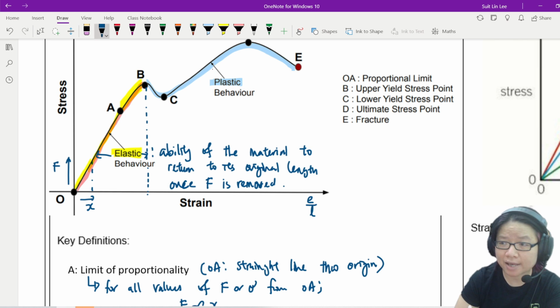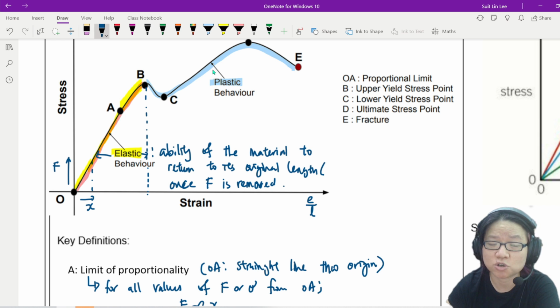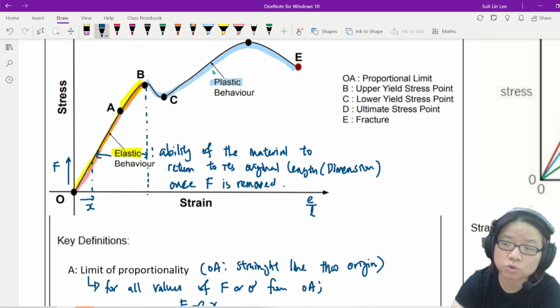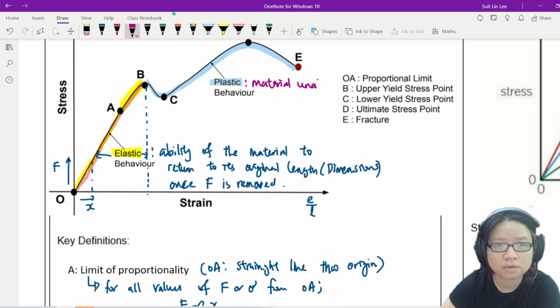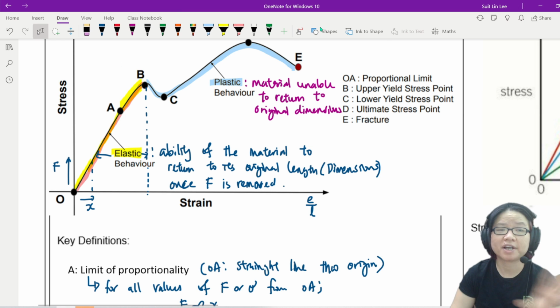So we use length because, like I mentioned just now, in this chapter we are all doing one dimension. But actually, it is original dimensions because sometimes, especially if you do more, it can be in 2D, can be 3D. Original length, original dimensions. So this plastic here means the material is unable to return to original dimensions. So any point after that.